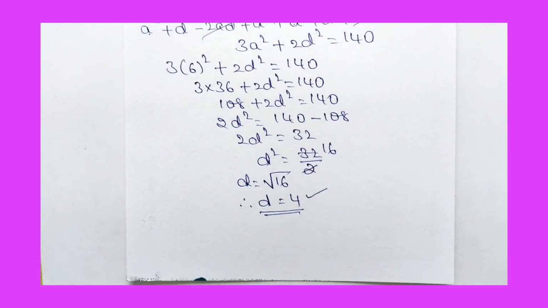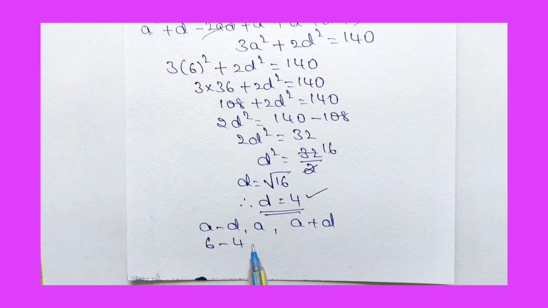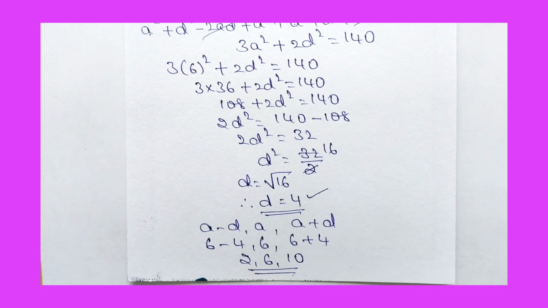Now write the terms of the AP: a minus d, a, a plus d. So 6 minus 4, 6, 6 plus 4. 6 minus 4 is 2. 2, 6, 10 are the three consecutive terms of the AP. So like this, we have to find out the three consecutive terms of an AP. Now let us move on to question number 14.